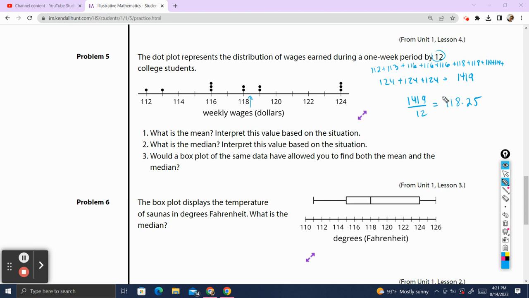Now here, I quickly check, 118.25 is right about over here, which makes sense in terms of having our mean. So this represents dollars because a number here represents weekly wages in dollars. So it means the average amount a student made in a 1 week period was $118.25.